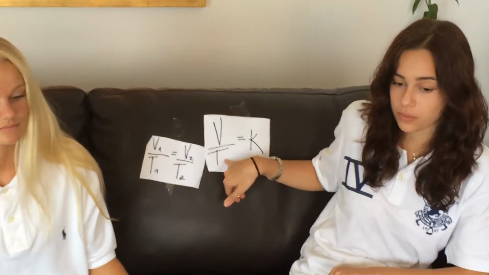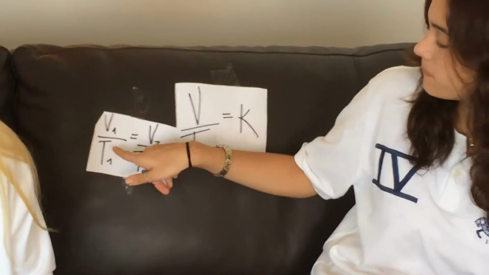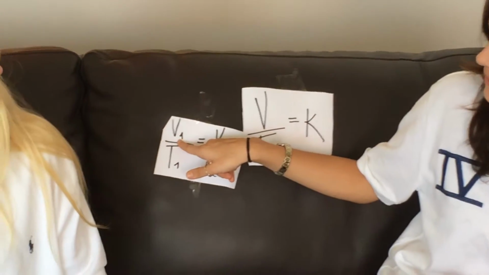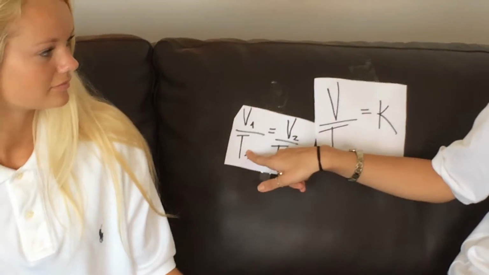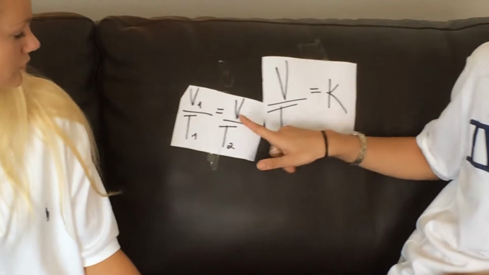If all the other conditions are kept the same, the constant V divided by T will remain the same. Therefore, the initial volume divided by the initial temperature will equal the final volume divided by the final temperature. But make sure the temperature is in kelvins first, otherwise you won't get the right results.